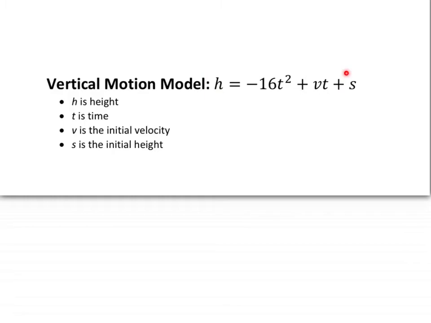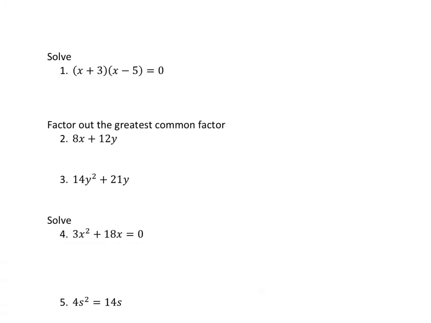Now what this measures is the height of something going straight up in the air after t seconds. So t equals 0 is right when the object is projected upward. Okay, let's go to the examples.